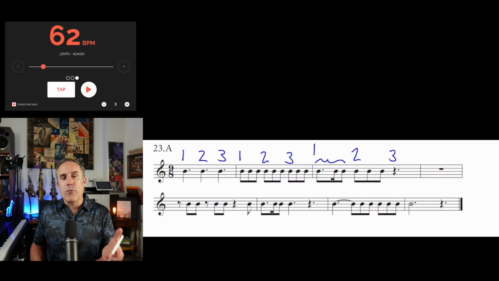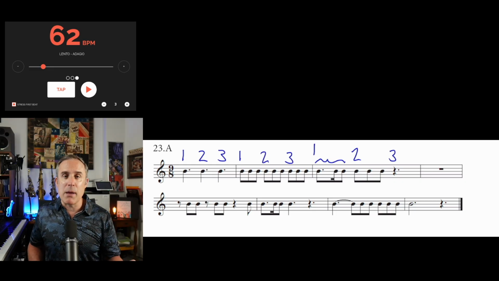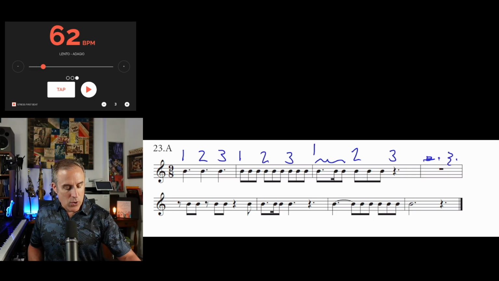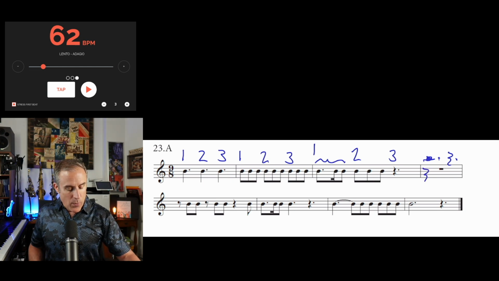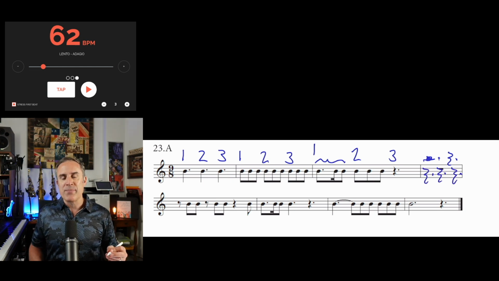Now, mathematically, if we wanted to write this correctly and maybe observe one of the invisible bar lines, we could write, for example, a dotted half rest followed by a dotted quarter rest. At least we're observing one of the invisible bar lines. If we wanted to observe both of the invisible bar lines, we could write a dotted quarter rest, a dotted quarter rest, and a dotted quarter rest.